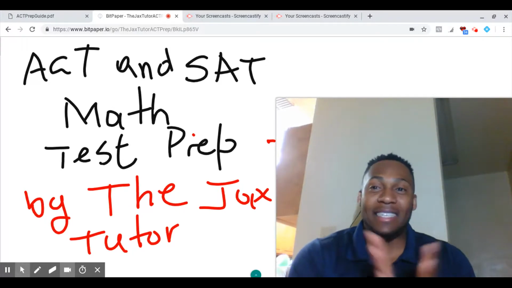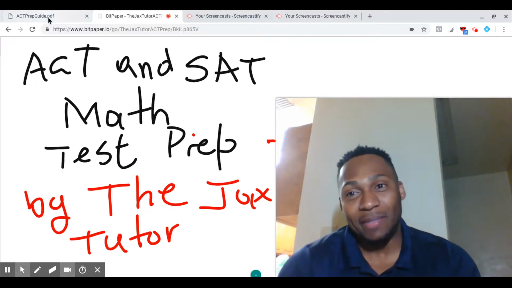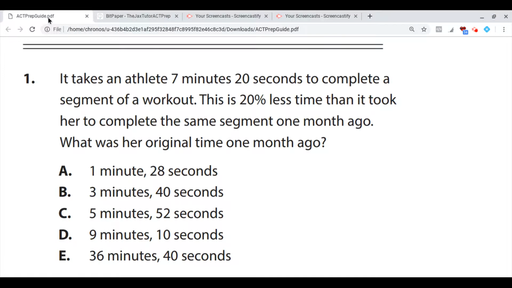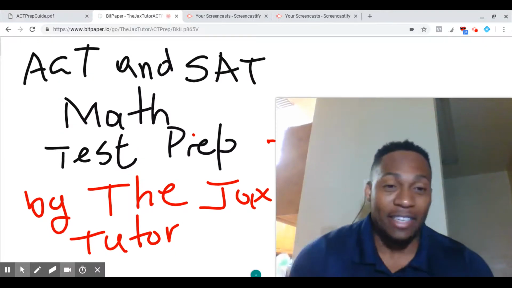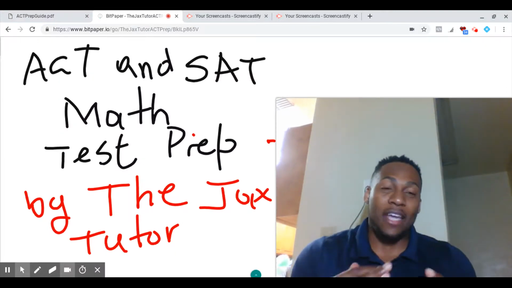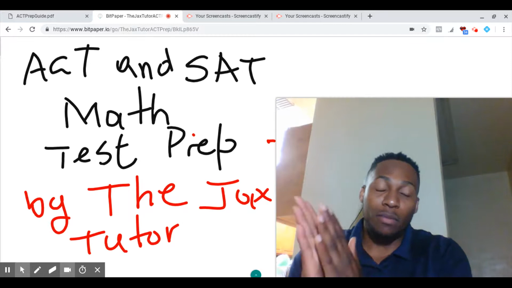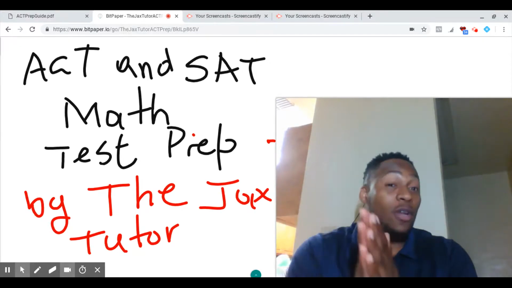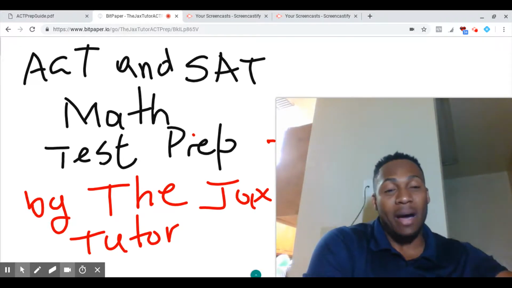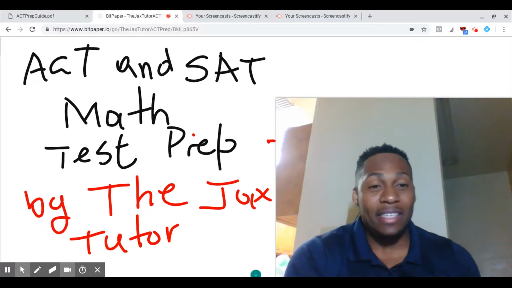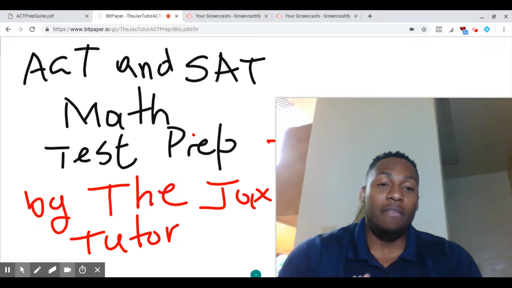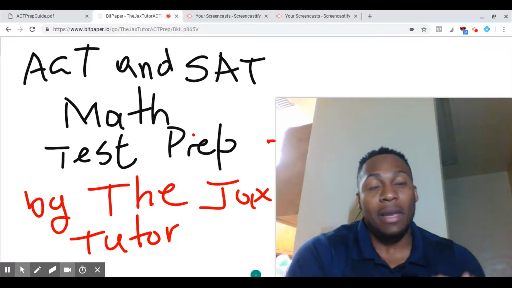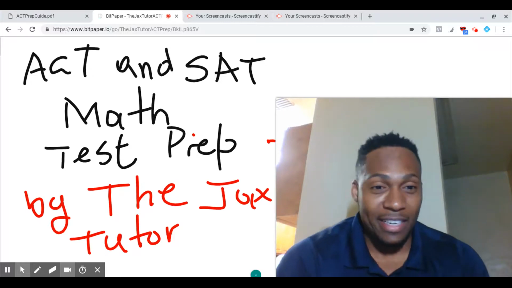This is exactly what happened to this athlete in this section. They didn't give us a name. So what we're going to do is, we know that the time a month later is 20% less than the original time, and we're going to use that information to find the original time. Let me show you exactly what we're talking about here in this section.